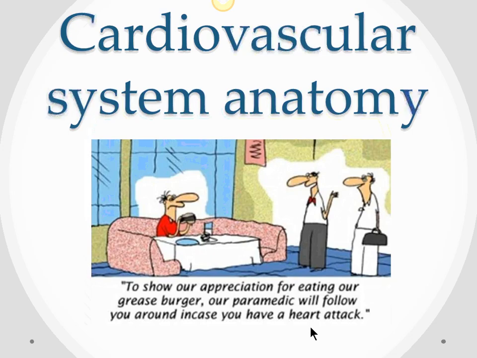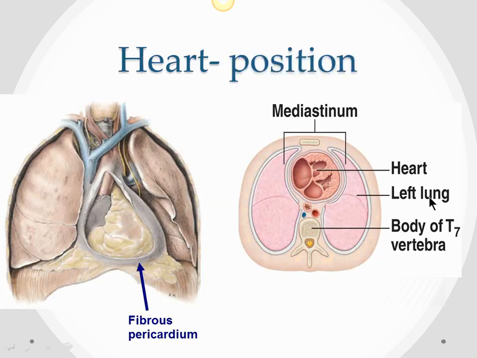Okay, so let's look at cardiovascular anatomy. The first thing is we're going to look at the position of the heart. The heart lies in the thoracic cavity, in between the two lungs, which are surrounded by their pleural cavities. So the two lungs on either side with their pleura, and in between the two is the area where the heart is lying.